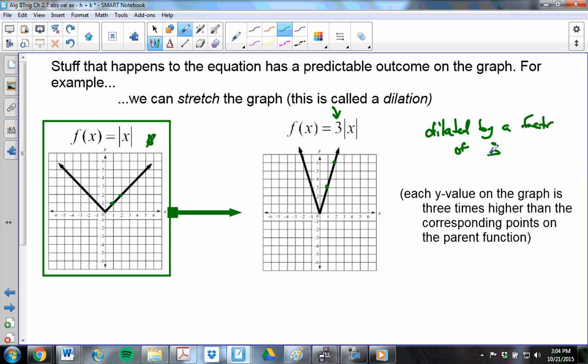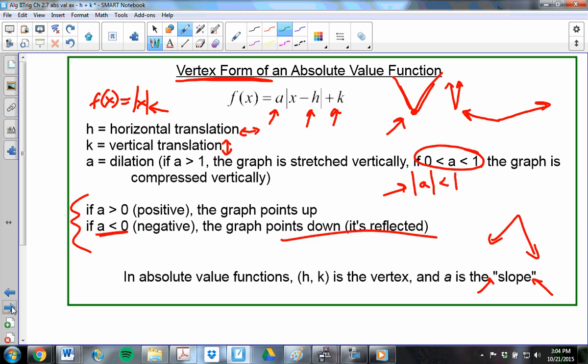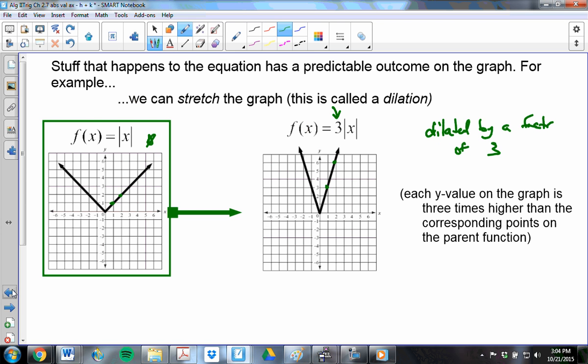A lot of books will call this a vertical compression or a vertical stretching. Had this been something like f of x equals a third the absolute value of x, then everything would be 3 times wider. So this would be dilated by a factor of a third, but some books say it was vertically compressed by a factor of a third, whereas the other would be vertically stretched.